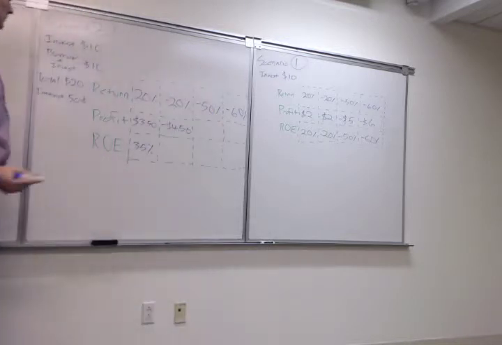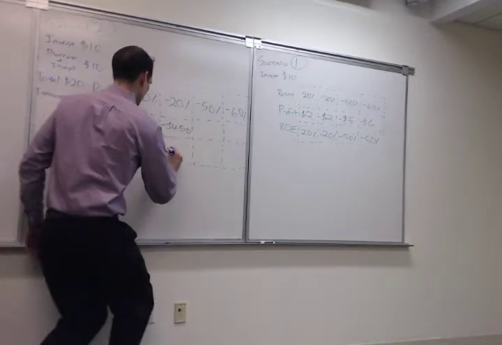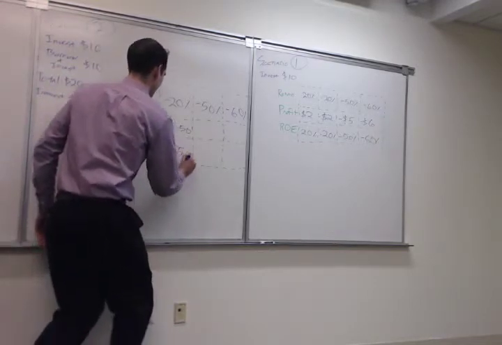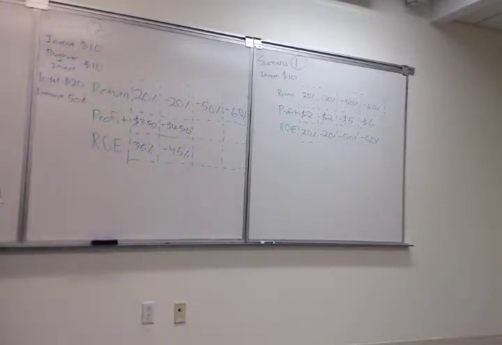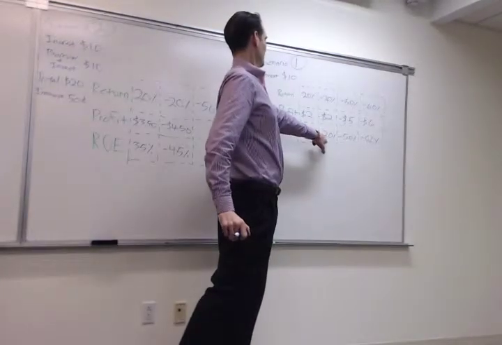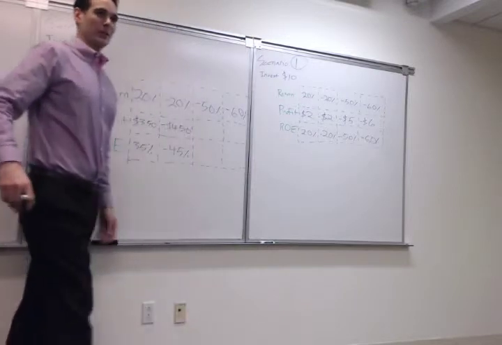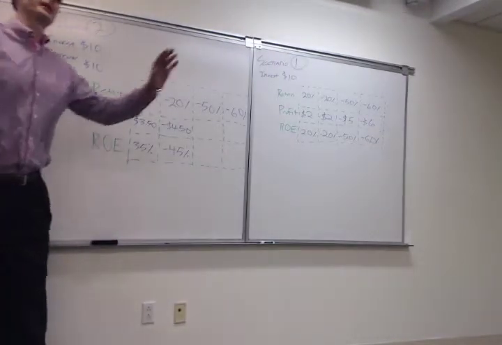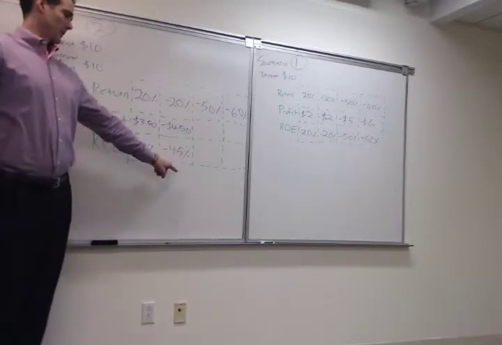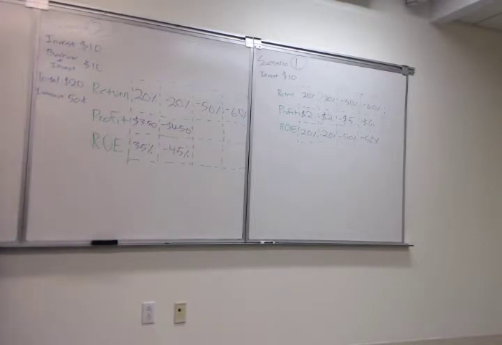Negative 45%. Yeah, that sounds right to me. Negative 45%. Uh-oh, what happened there? If we had just invested our own $10, we would have lost $2 and had to explain to the shareholders an ROE of negative 20%. So it was a bad year. We lost 20%. Now we're in a slightly different situation. We lost more money and we have to explain a loss to the shareholders of 45%.